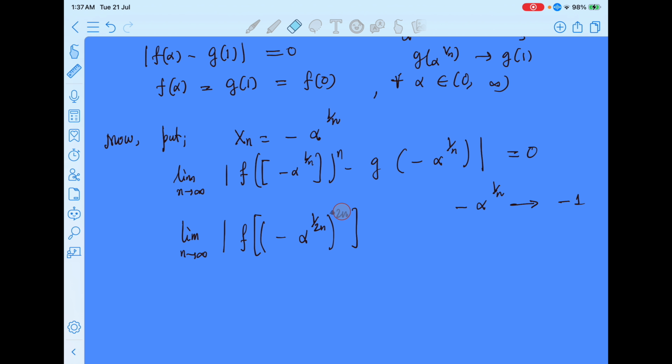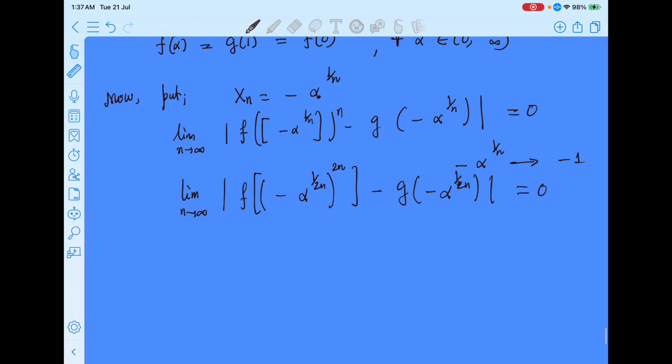Plus 2n power 2n, because if as n goes to infinity the limit is 0, then as 2n also has limit 0, this limit is also 0. So that will imply that f of alpha has to be g of minus 1.